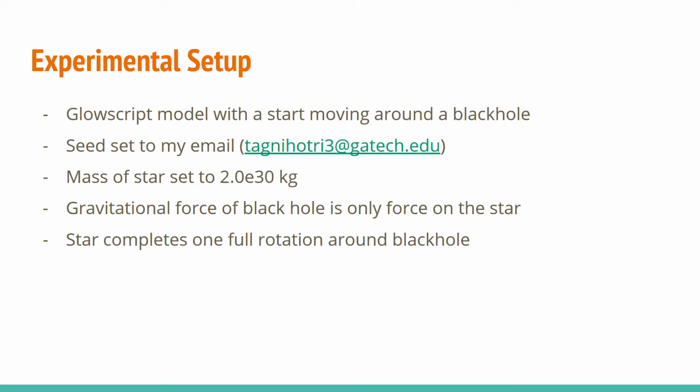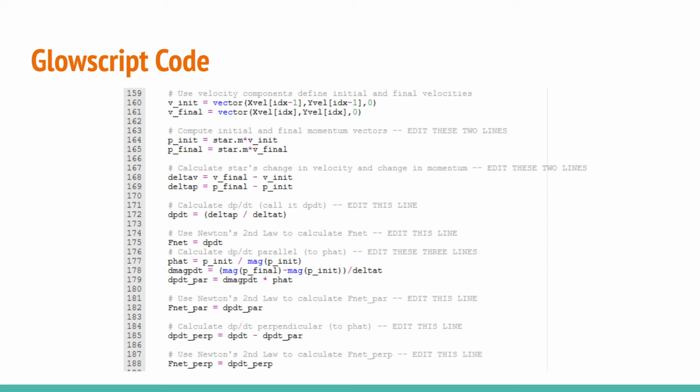The experimental setup involved a GlowScript model with a star moving around a black hole. The seed was set to my email. The mass of the star was set to 2.0 times 10 to the 30th power kilograms. The gravitational force of the black hole was the only force acting on the star, and the star completed one full rotation around the black hole.